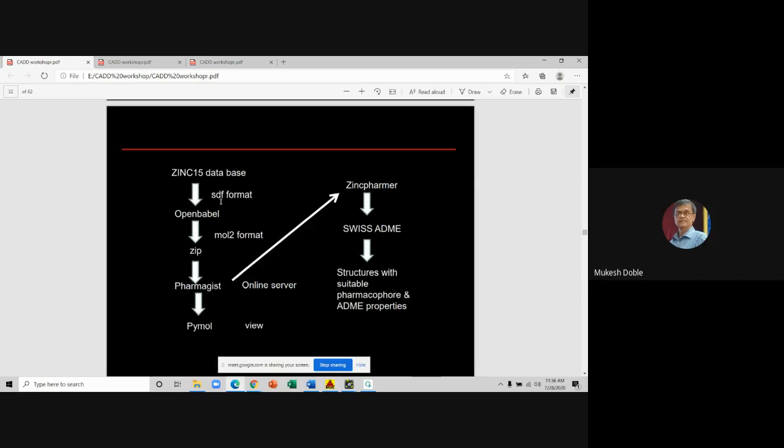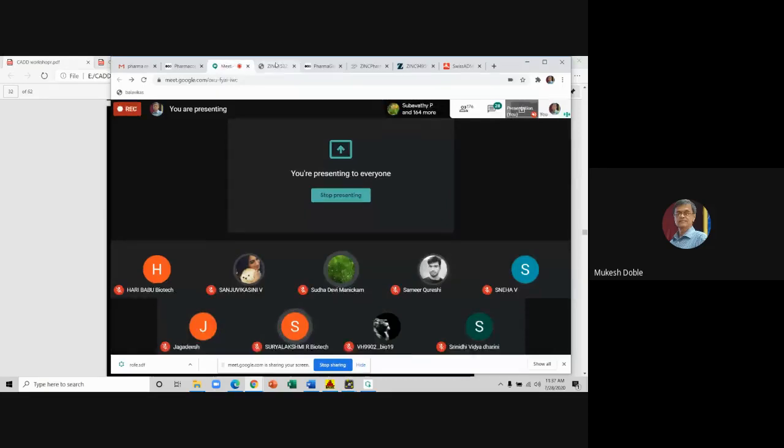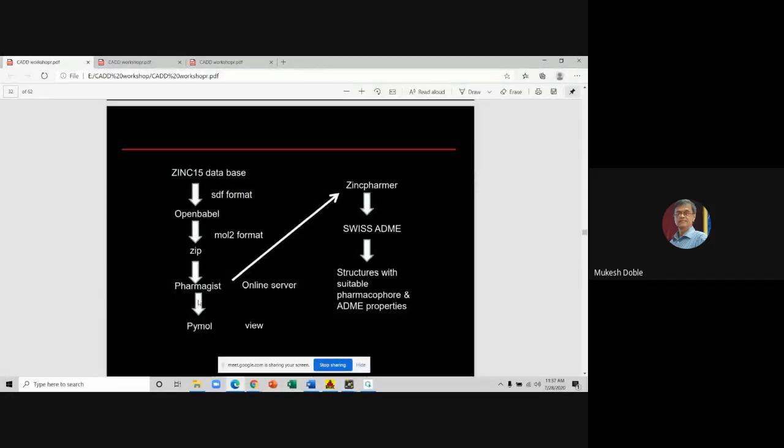We can look at the structure if you want using Marvin, which is a free software. Then we convert it into MOL2 format using OpenBabel. MOL2 format files can be looked at using PyMOL. Then we put all the structures into a zip file. Then we go to PharmaGist. I showed you how PharmaGist looks. We give the information as a zip file into PharmaGist.